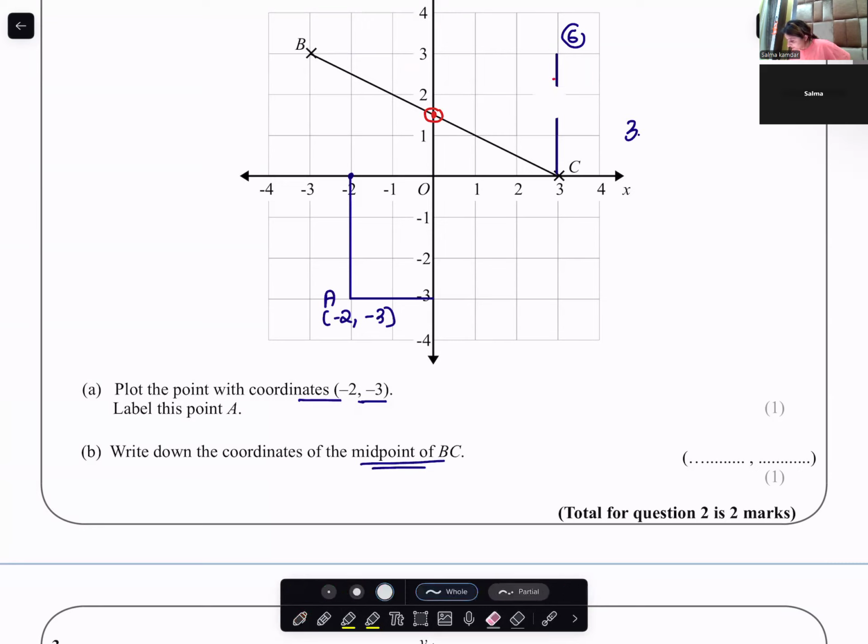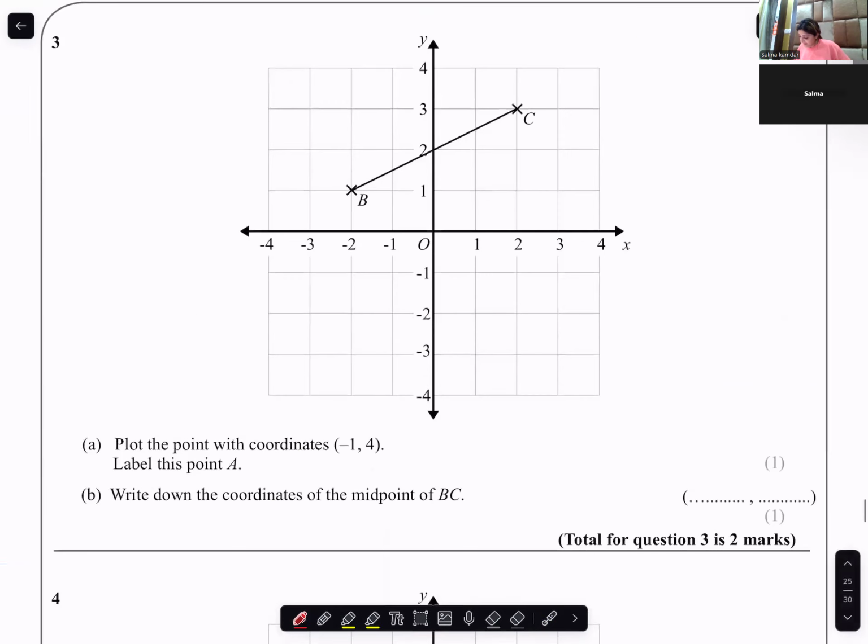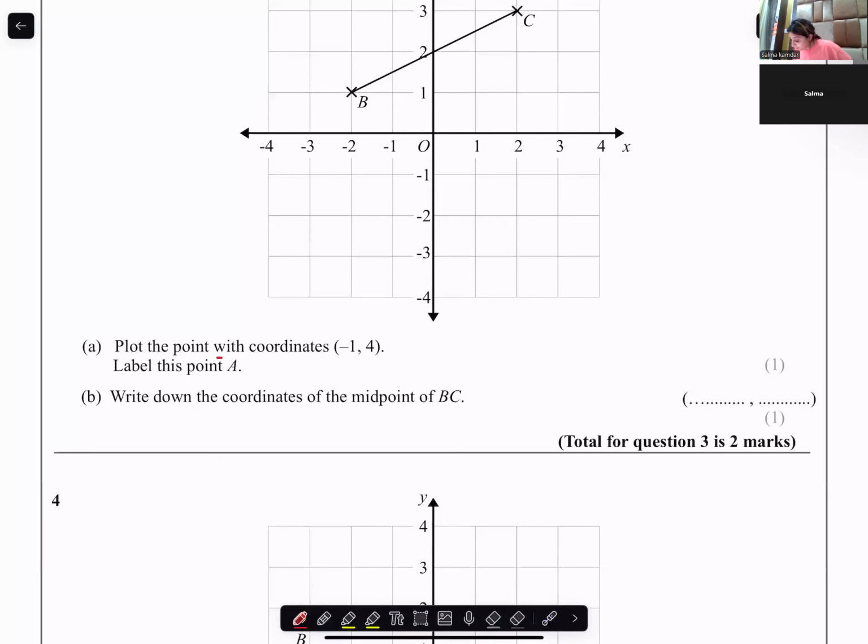What would be the coordinates of the midpoint? On the y-axis, it is at 1.5. And on the x-axis, it is 0. So the coordinates of it would be 0, 1.5. Next sum.